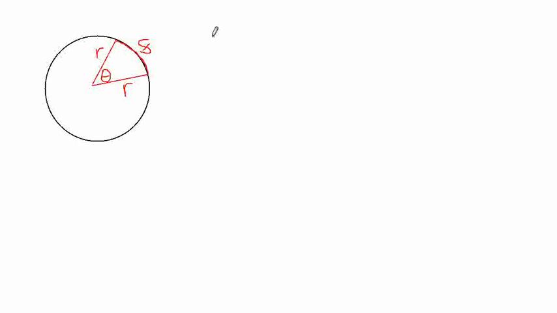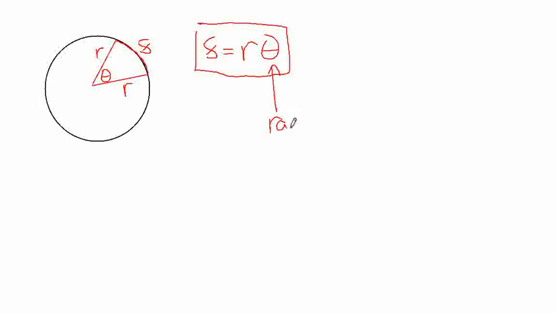So the formula that you want to remember is that the arc length is the product of the radius and the central angle, with one caveat. That angle must be in radians. If it's in degrees, you're going to have to convert to radians first.